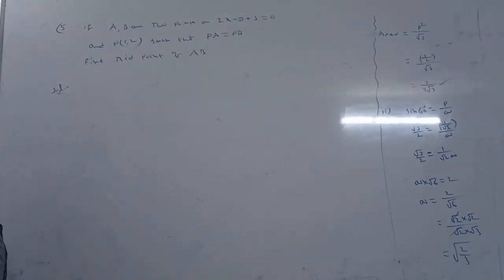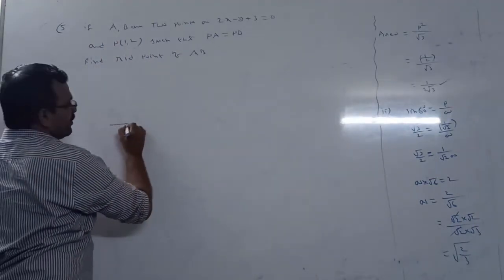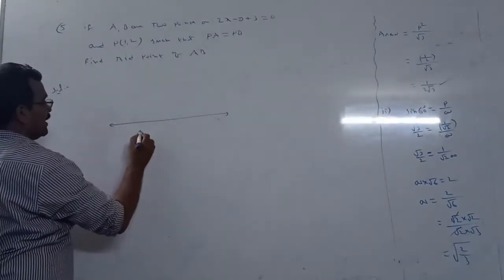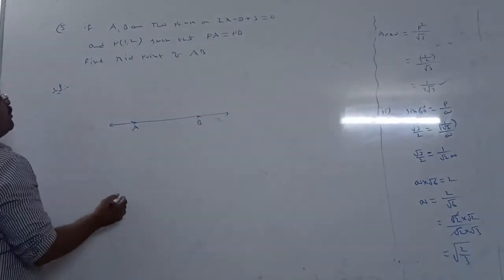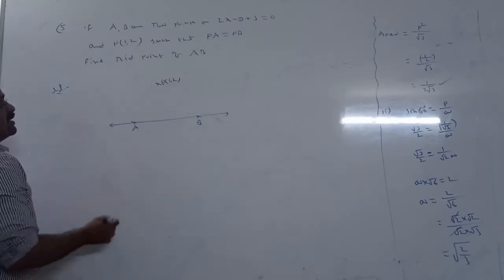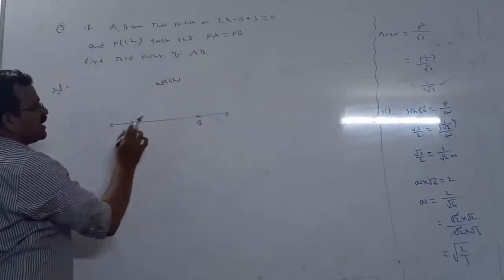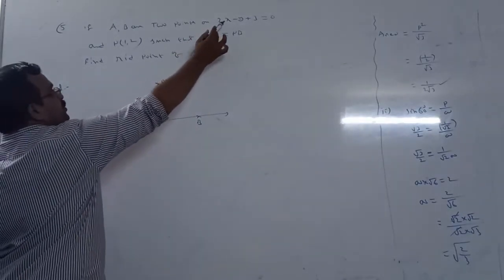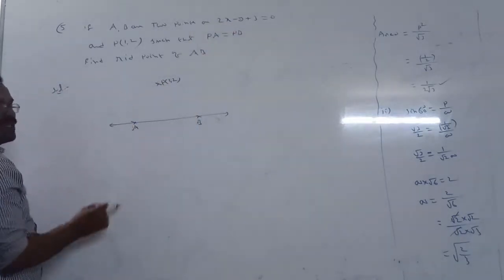This statement says A, B are two points on the line. First suppose this is the line. On this line A and B are two points. P (1, 2) is one point. This is a point not lying on the line. You can check if you get 0, the point lies on the line. 1 comma 2: 2 ones are 2, plus 3... so 0 is not obtained. So P is another point.